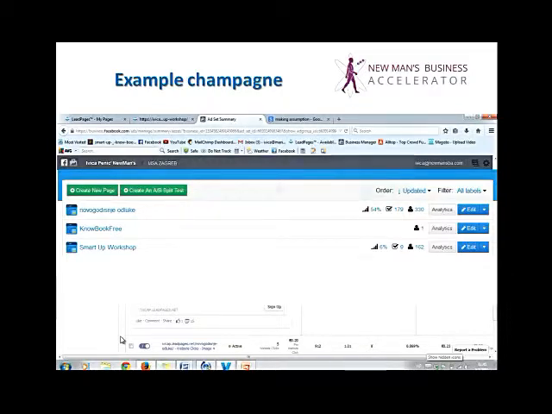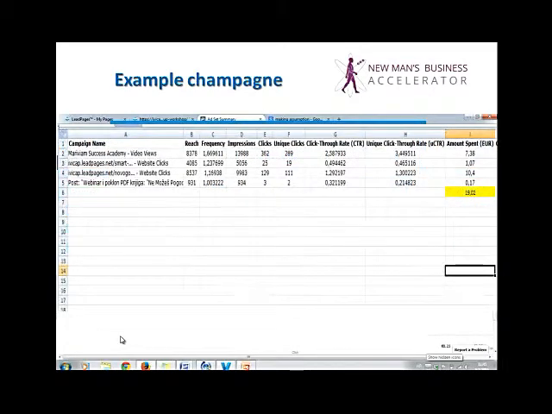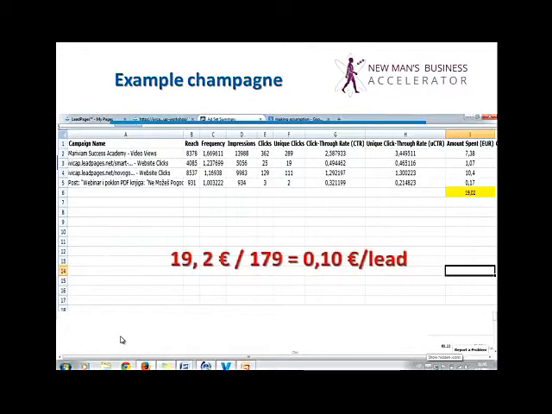And I spent only 19.02 euro. This is a huge table, so I just highlighted it in yellow. That means that I paid 0.10 euro for one lead.